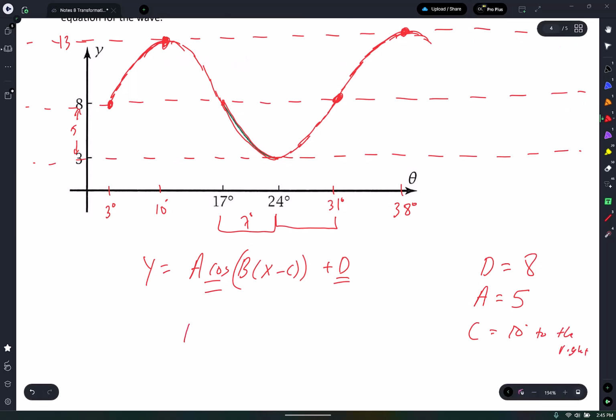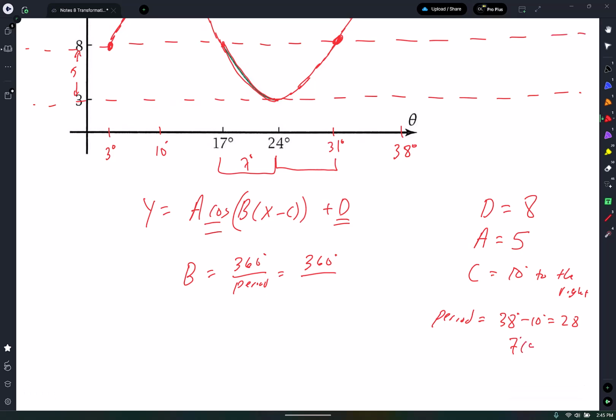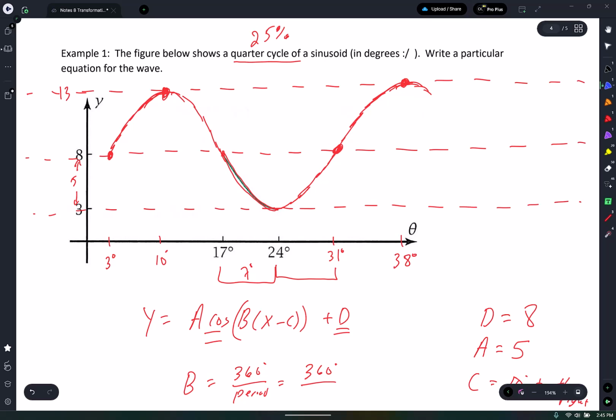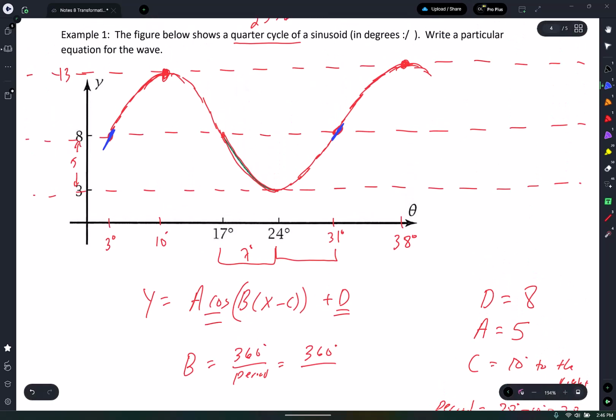And then the B, because we're in degree mode, is 360 divided by the period. I'll write the period over here. I have a peak at 10 and another peak at 38. So 38 minus 10 is 28. That's not the only way you could have done it. You could have said 7 degrees times 4, that also gives you 28. Or you could have done point of inflection going up to a point of inflection going up. 31 minus 3 also gives you 28. So look at all the different ways you can do it.